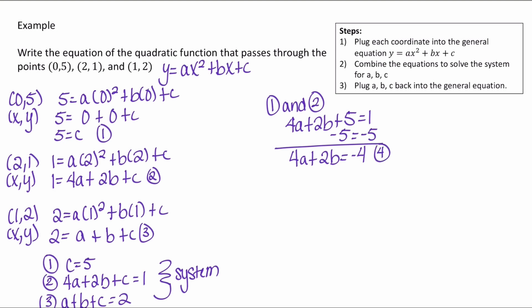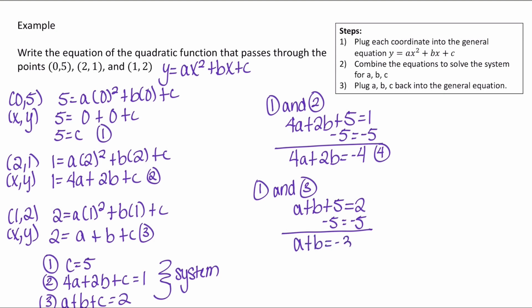Now I'm going to combine equations 1 and 3. When I do that, I have a plus b plus, instead of c, I have 5. So I have a plus b plus 5 equals 2. I can once again subtract 5 from both sides. That gives me a plus b equals negative 3. I'm going to call that equation number 5.